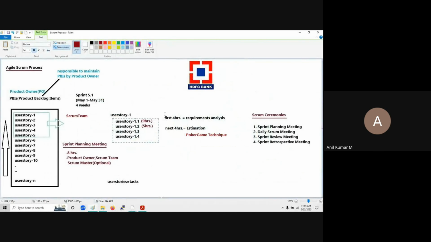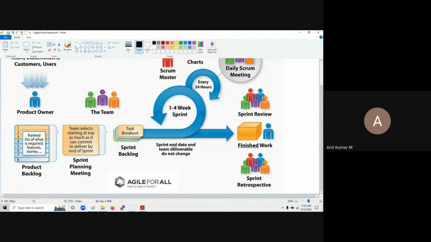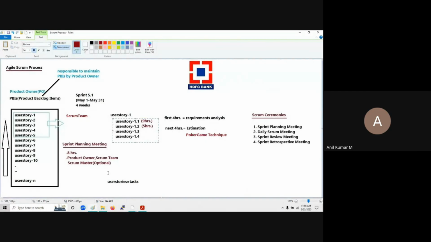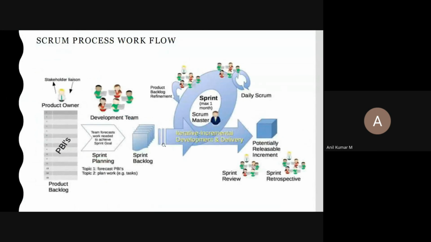After that, the development will get started. Now see, guys, in this one, the task is completed, and the sprint end date and the team deliverable do not change. Correct. So 2 to 4 weeks of sprint. Now the development is started. Every 24 hours, we have the Scrum meeting. Every day, we work with burn down charts and burn up charts. After the sprint planning meeting is completed, there is the product backlog refinement: which user story has to be developed first, which user story has to be developed later. They work on these things.